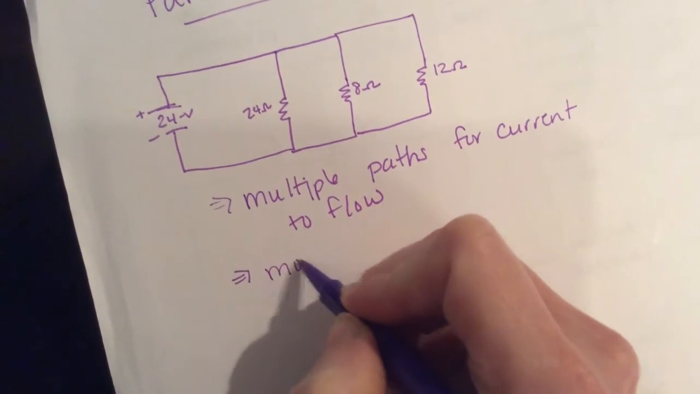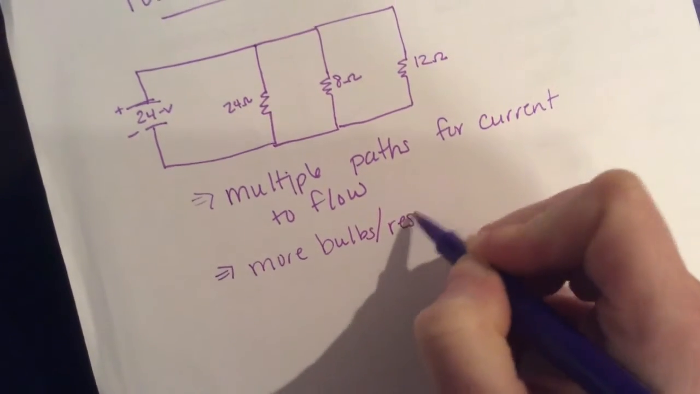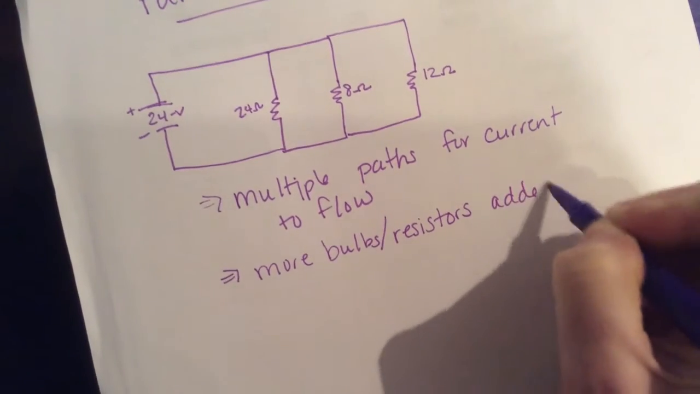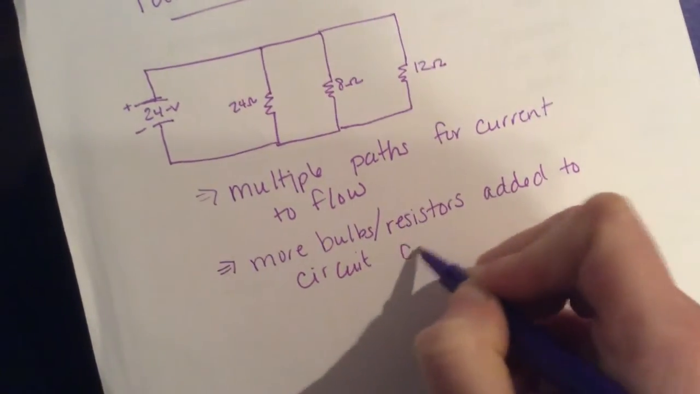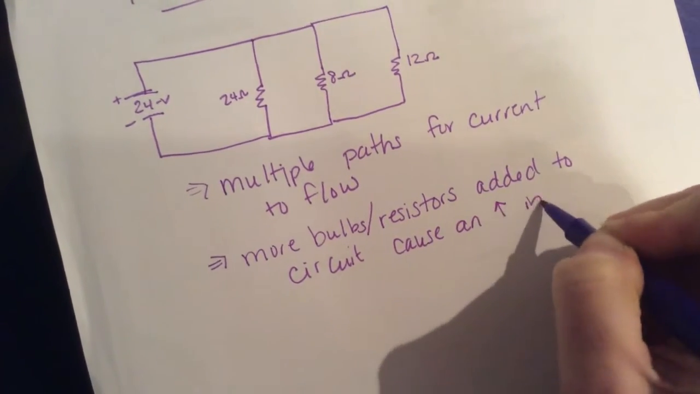The more bulbs, or resistors, I should say, added to your circuit, cause an increase in current.